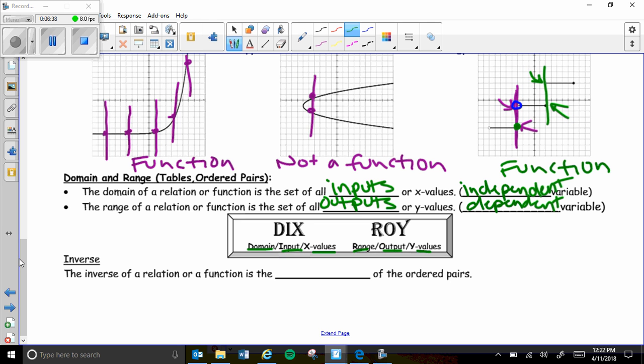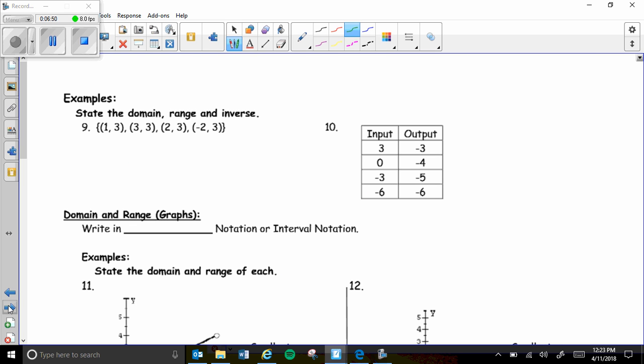All right, inverse. The inverse of a relation or function is the inverse of the ordered pairs, and we'll talk about what that means on the next page. So in our examples 9 and 10, it says state the domain, range, and inverse. So we'll start with the domain. Remember, domain is our x values. So we are talking about 1, 3, 2, and -2. But since it's a set of numbers, we write them in ascending order, least to greatest. So I have -2, 1, 2, and 3.